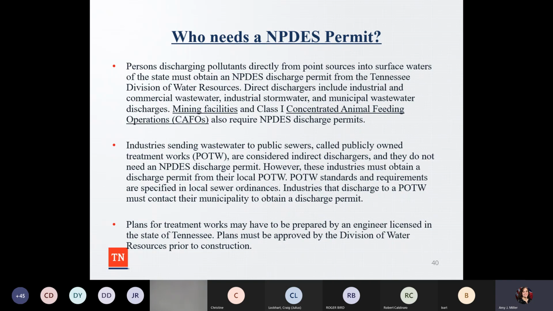So again, if you are a person that does a lot of permitting in your community, or let's say I'm a planner and I have stormwater regulations or different things in my community, I should be looking at that to make sure that that's being done. And then industries that discharge to a publicly owned treatment works must contact their municipality to obtain a discharge permit. Plans for treatment works have to be prepared by an engineer licensed in the state of Tennessee, and they should be approved by the Division of Water Resources prior to construction.